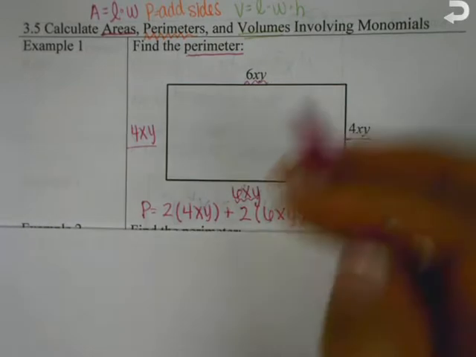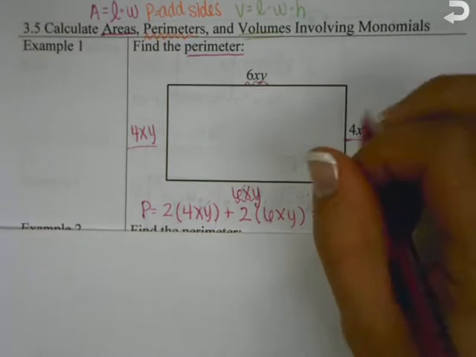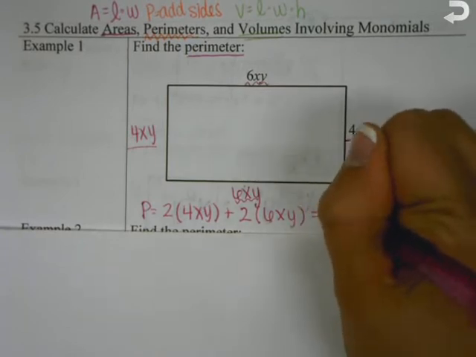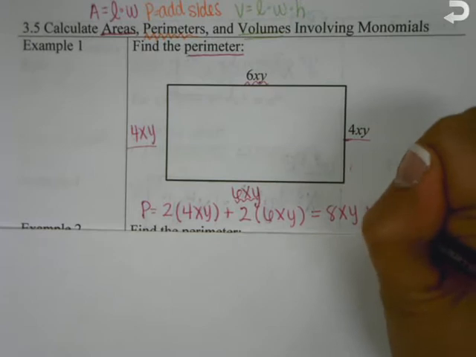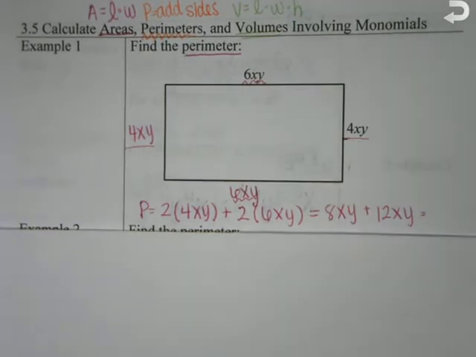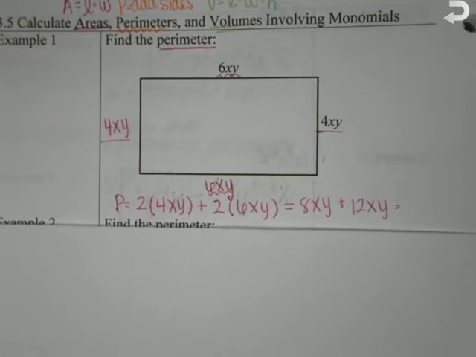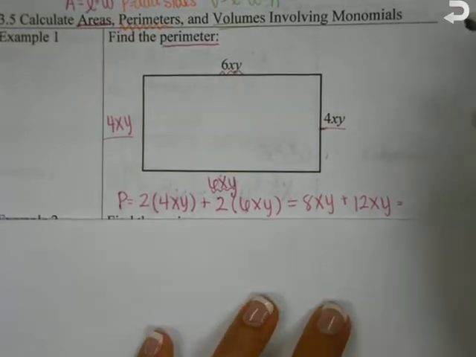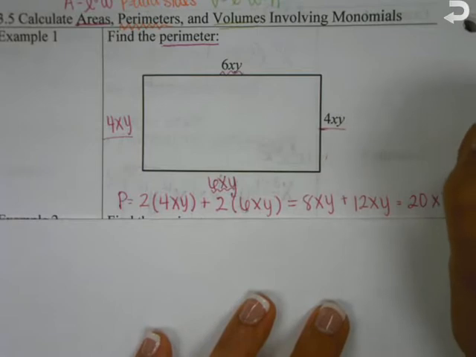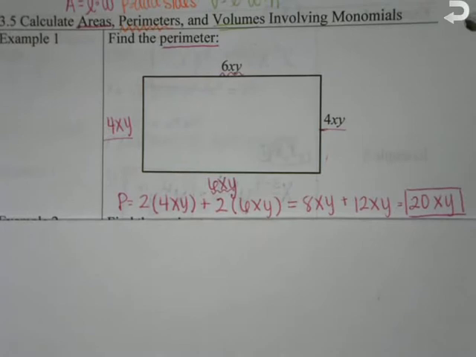Okay, so what does 2 times 4xy give me? 8xy plus 2 times 6xy? 12xy. And then we're just combining like terms. Are these both like terms? Yes, they are. So I just have to add 8 plus 12, which gives me 20xy. That's the perimeter. How do you guys feel about that? Thumbs up, thumbs down.